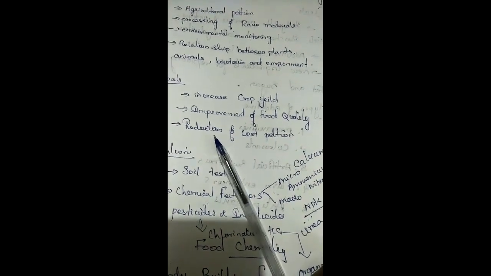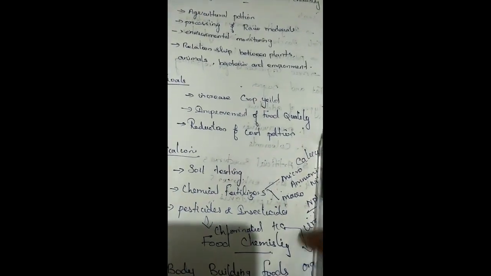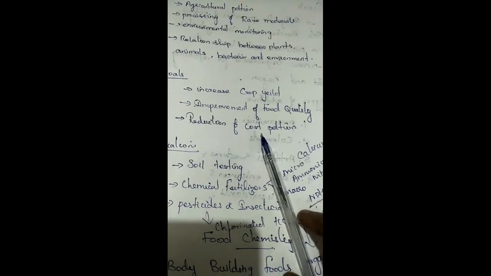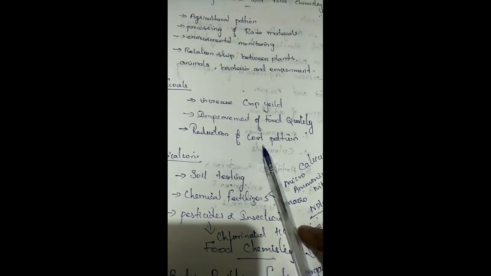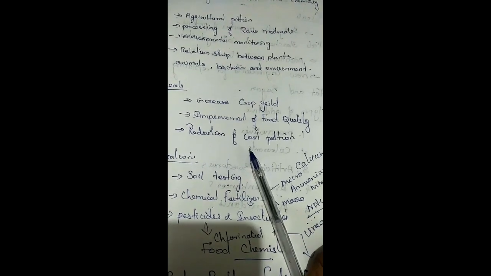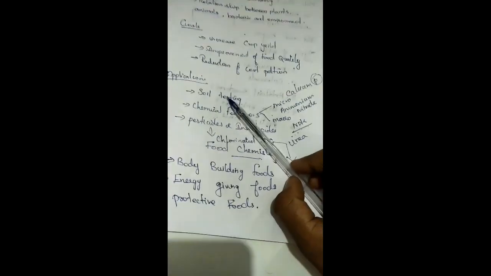It should be of good quality, and the cost of production should be reduced. To cultivate crops, farmers have to invest a lot, so how to reduce the cost for the production of agricultural products. These are the three main goals of applied chemistry in the agricultural field: to increase the yield of the crop, to give good quality food, and to reduce the investment or cost for the production of the agricultural products. The next one, application. In which way can they attain these three goals? How are they applying chemistry in the field of agriculture?